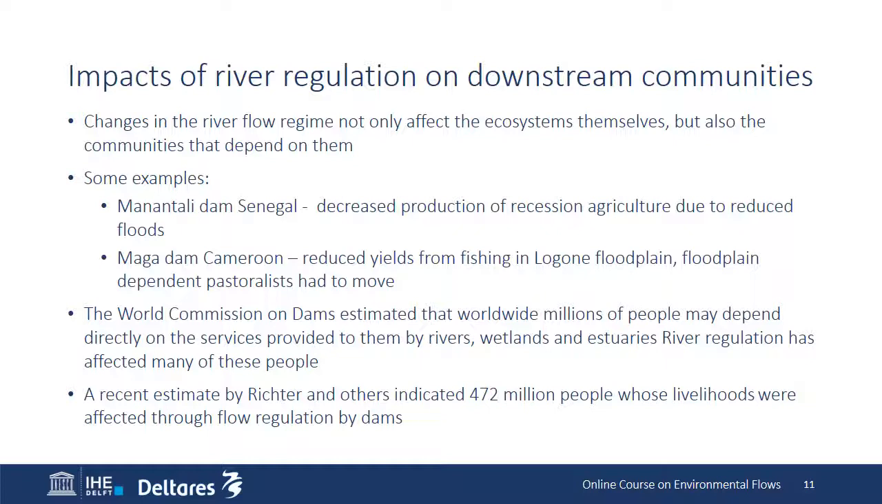Well, the most influential in this regard is perhaps the report from the World Commission on Dams in 2000. The World Commission on Dams estimated that worldwide millions of people are dependent directly on the services provided to them by rivers and wetlands and estuaries, and that river regulation has affected many of these people. More recently, Brian Richter and others indicated that 472 million people have their livelihoods threatened by regulation through dams.